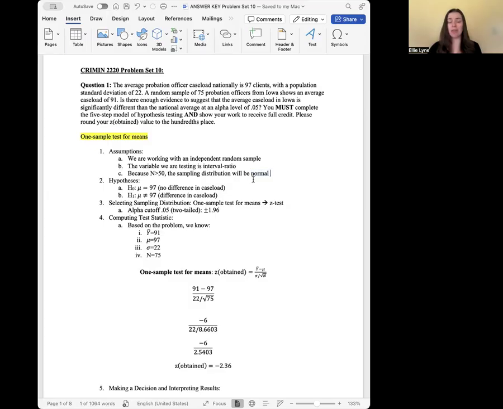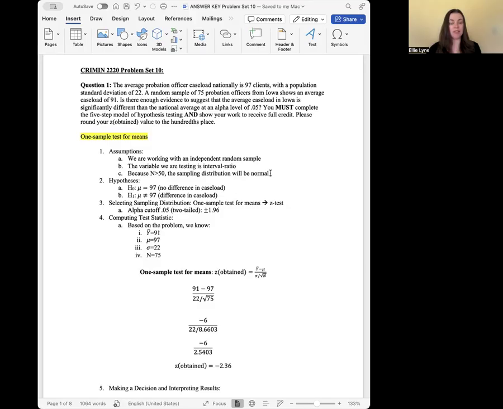Essentially, you can just copy and paste this one right here. There's no reason to reinvent the wheel. This is what you should have written down, both that the sample size exceeds 50, and because of that, the sampling distribution will be normal. Okay, we've satisfied that as well. So now we know we can proceed with step number 2.